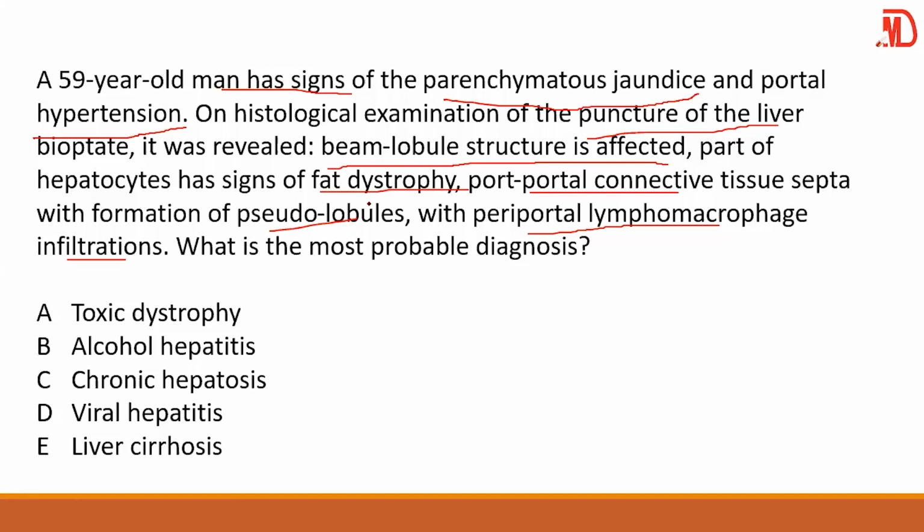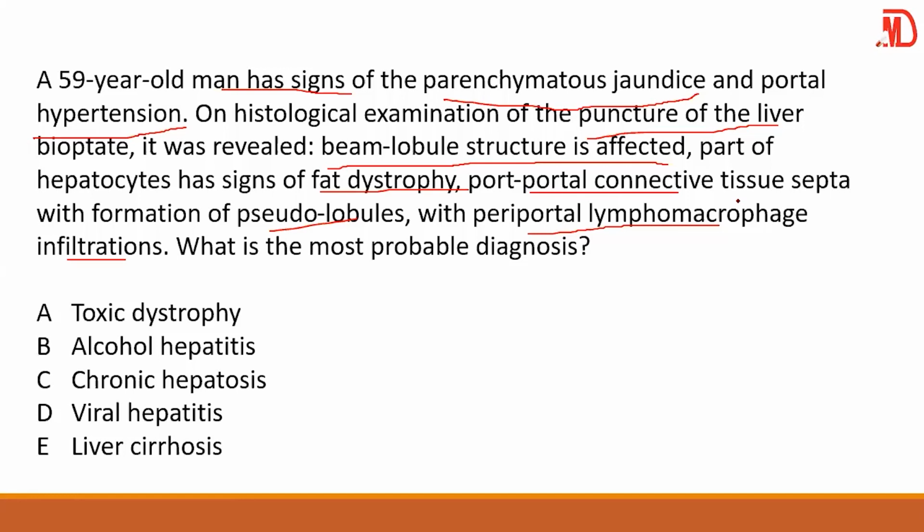That means destruction of the fat. Portal connective tissue septa with formation of pseudo-lobules, they're not lobules, but they are like lobules, and lymphomacrophage infiltration. So that means everything is becoming distorted, irregularly shaped, everything is becoming scars. So the active liver cells are undergoing necrosis in this patient. And the term for it is what?